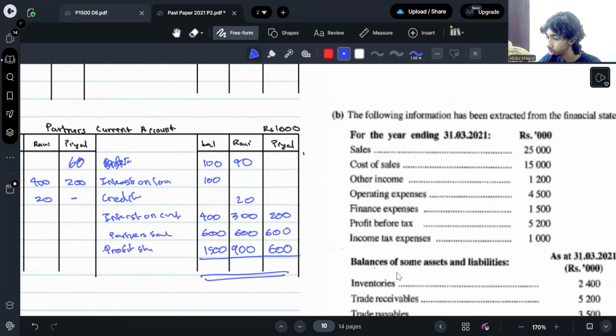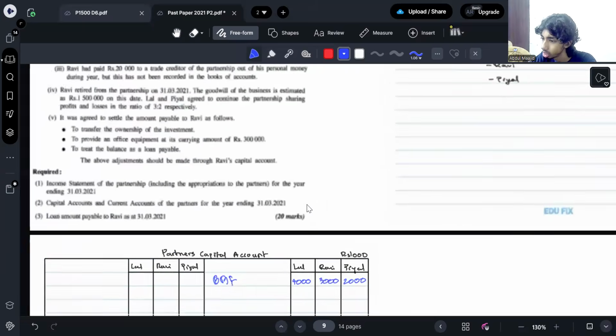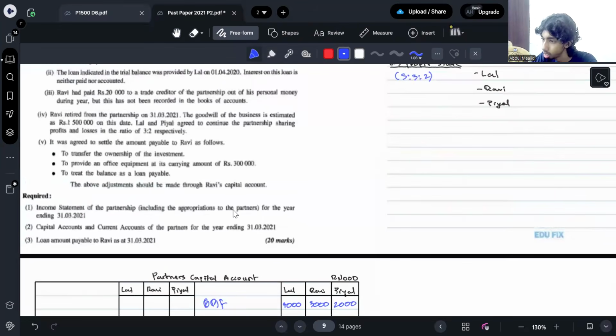So now you can balance this off. 100 plus 100 plus 400 plus 600 plus 1,500, that is 2,700. 90 plus 20 plus 300 plus 600 plus 900, that is 1,910. PL 200 plus 1200, 1400. Now who is the one retiring? The retiring partner is Ravi.